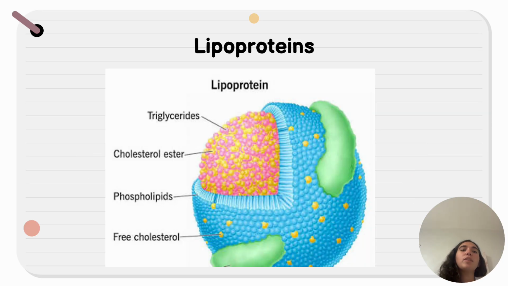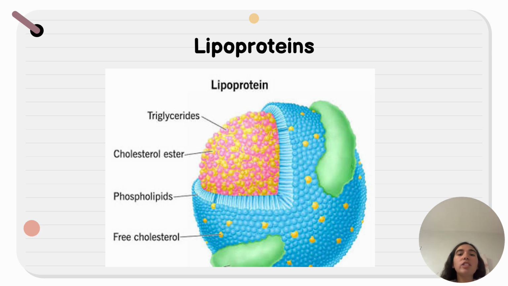So when it comes to lipoproteins, they are spherical macromolecular complexes that act as transport vehicles for hydrophobic lipids in plasma. Because lipids like triglycerides and cholesterol are not water soluble, they need these specialized particles to move efficiently through the bloodstream. At the core, we can find nonpolar molecules such as triglyceride and cholesterol esters.